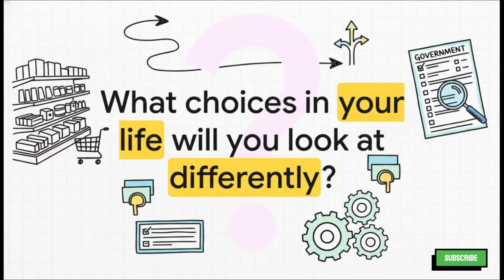And here's the thing. Once you start to see the world through this lens of choice architecture, you really can't unsee it. From the way a grocery store is laid out to the design of a government form, you start noticing the nudges literally everywhere. And once you can see the architecture, you gain the power to navigate it more consciously and maybe even start designing better choices for yourself.